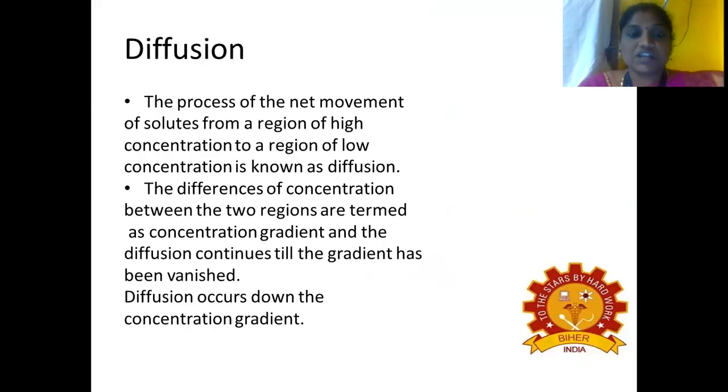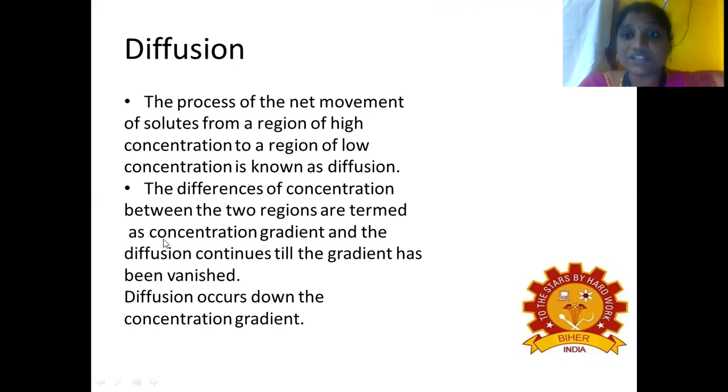So diffusion. Diffusion means the process of the net movement of solutes from a region of high concentration to a region of low concentration. So some solutes would be moving from a region of higher concentration to lower concentration. That is called the diffusion process.